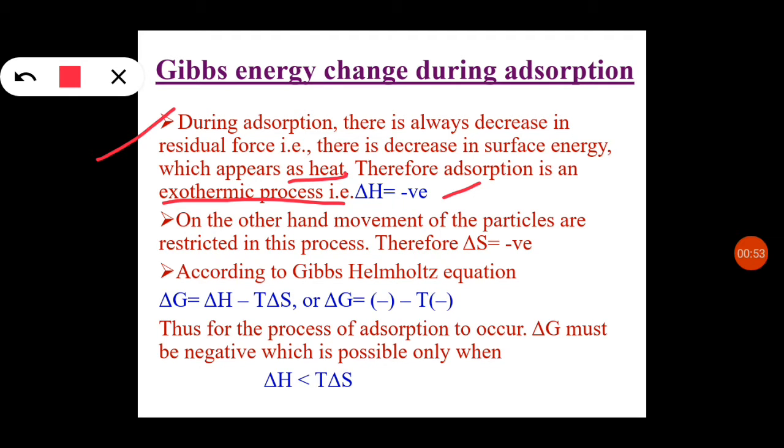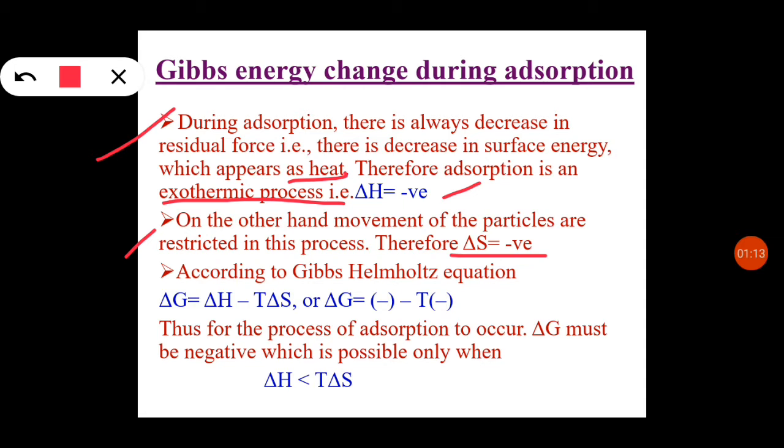Then when particles of adsorbate get adsorbed on the surface of the adsorbent, it restricts their movement. Particles are not free to move. This leads to a decrease in entropy. So we can say that delta S is negative for this process.